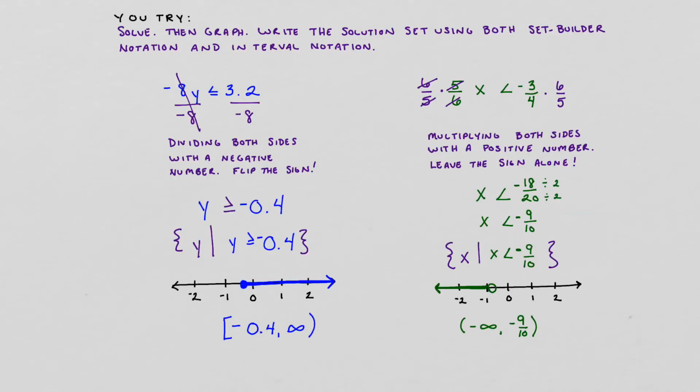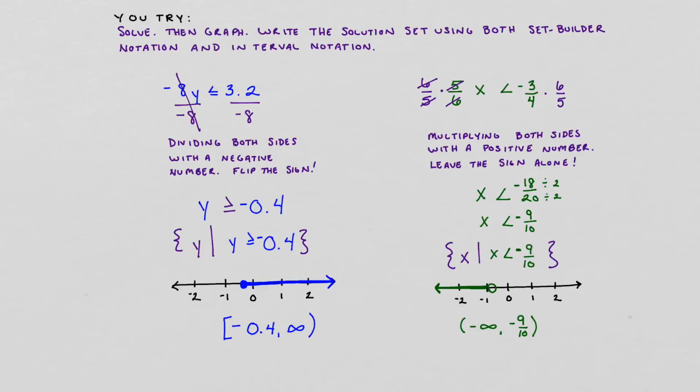So for our first problem, we have negative 8 times y is less than or equal to 3.2. So to begin to solve this one, we'll go ahead and divide both sides by that negative 8 in order to reduce it out on the left side. Negative 8 divided by negative 8 reduces to a 1. 1 times y is just y, so we've met that goal of getting the variable isolated.